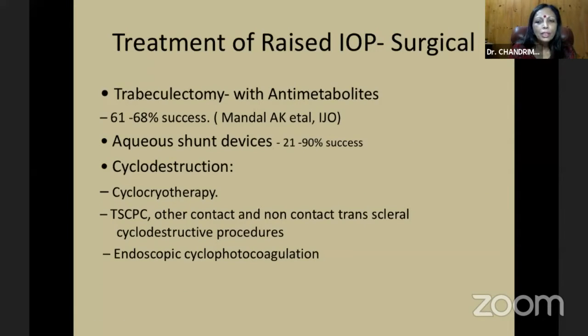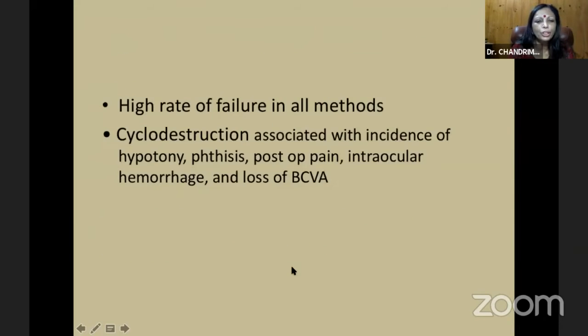So treatment of raised intraocular pressure could be surgical. It could be a trabeculectomy with antimetabolites or aqueous shunt devices or cyclodestruction. My topic today actually concentrates on cyclodestruction. So we have the cyclocryotherapy and you have the TSCPC, other contact and non-contact transscleral cyclodestructive procedures, or the endoscopic cyclophotocoagulation. So high rate of failure in all the methods.